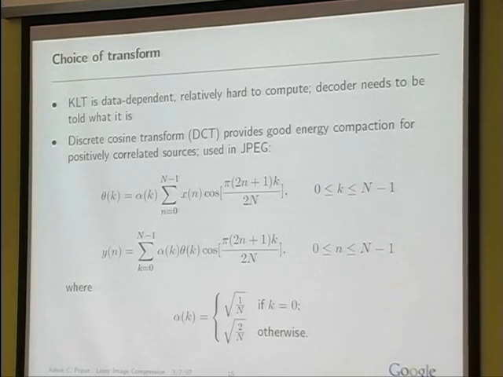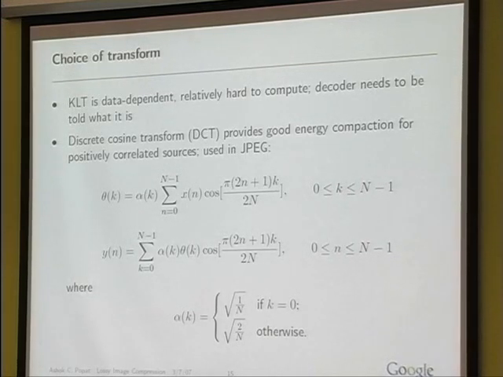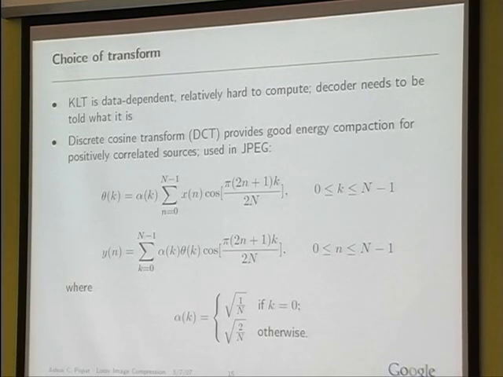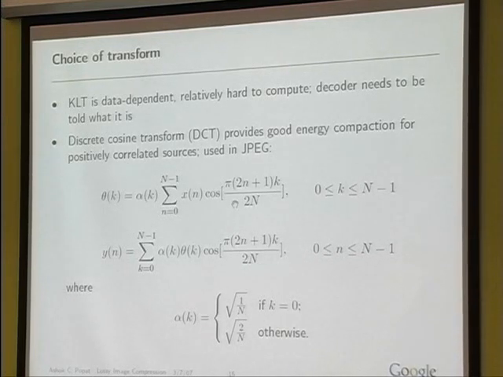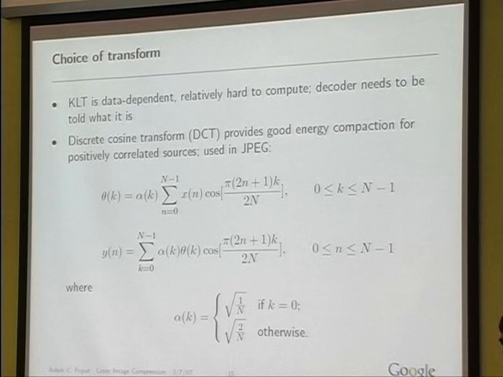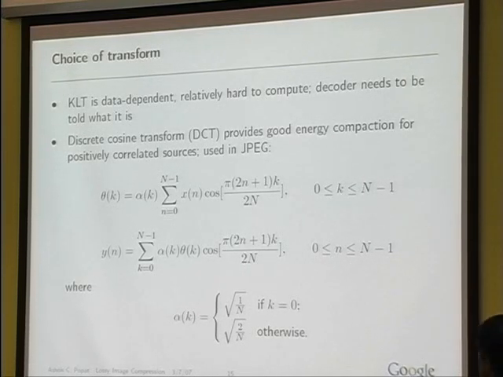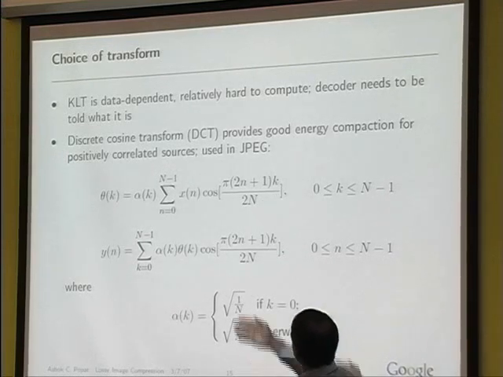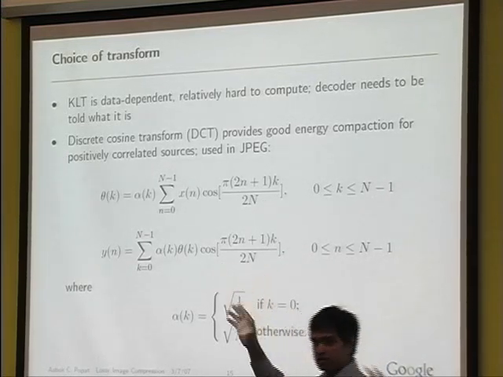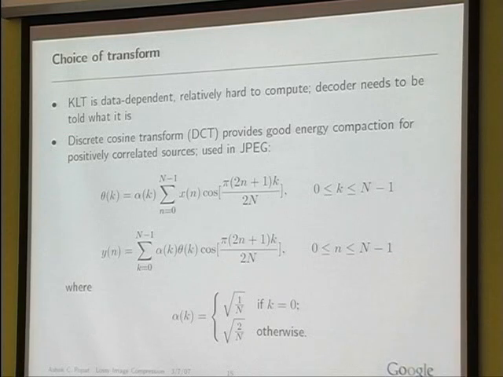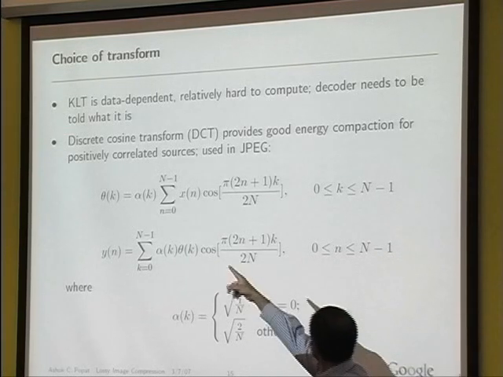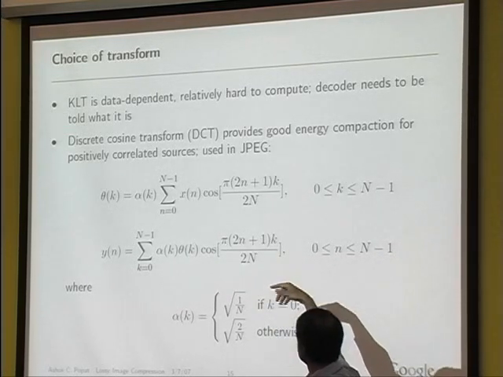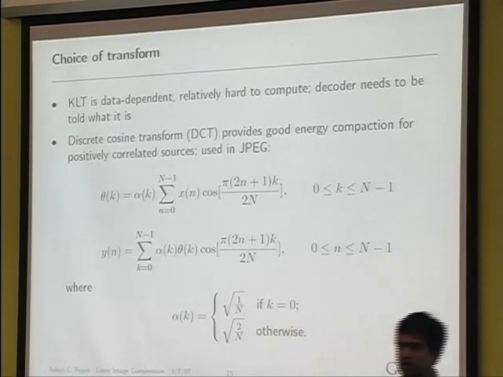So instead, people have sort of settled on using the discrete cosine transform as a one-size-fits-all transform that does a pretty reasonable job compacting energy for a wide variety of sources, particularly images, positively correlated sources. And you can see that it's just a sampled cosine. It's a discretized cosine with the right frequencies for each basis vector and the right normalizing factor to make it orthogonal.